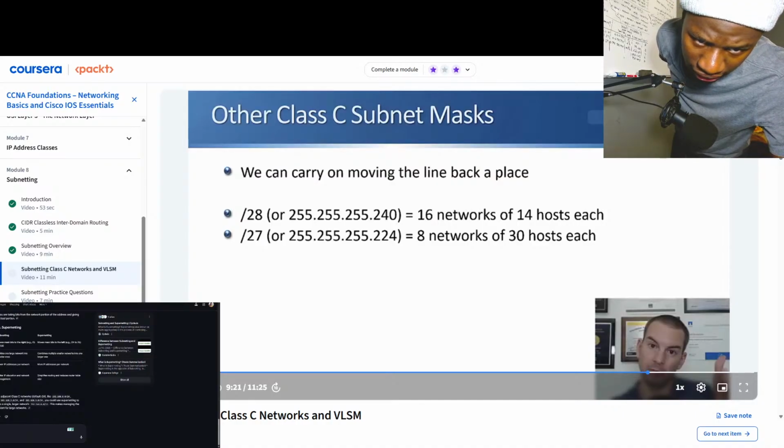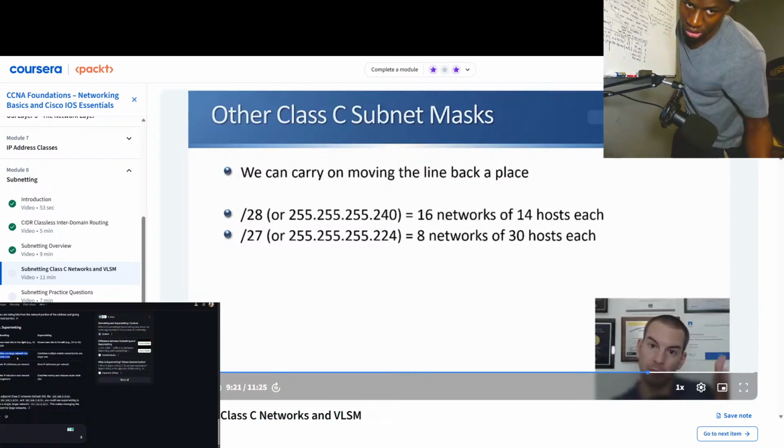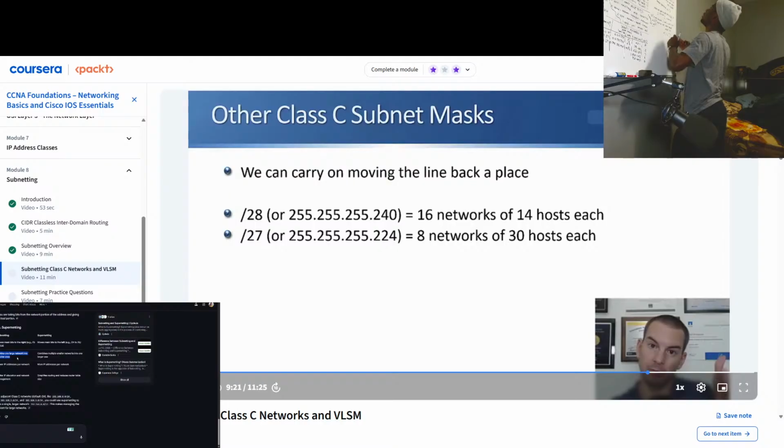We do this subnetting, which divides one large network into smaller ones, splitting an IP address range into smaller networks.